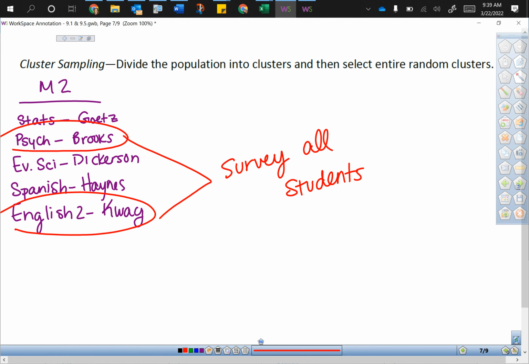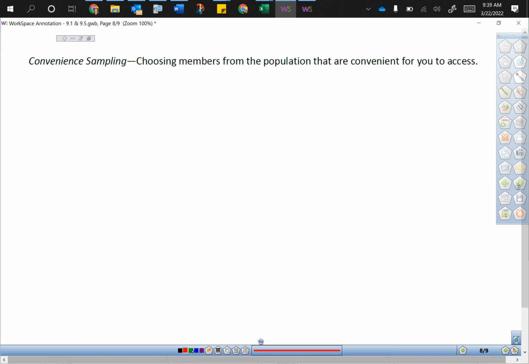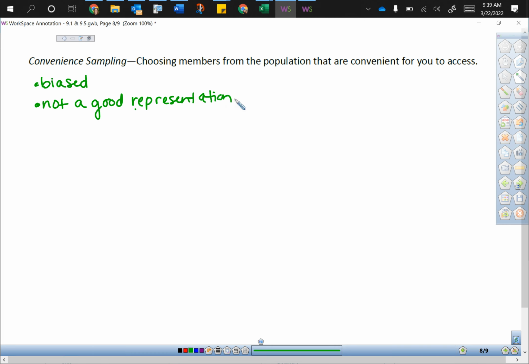All right, now the last method that we're going to talk about is called convenience sampling. And convenience sampling is exactly what it sounds like. It's choosing members of the population that are convenient for you to access. Okay? Now, this convenience sampling is incredibly biased. Okay, it's incredibly biased. All right? It is not a good representation, even though it's so easy. And it's really just those that are close to your proximity.